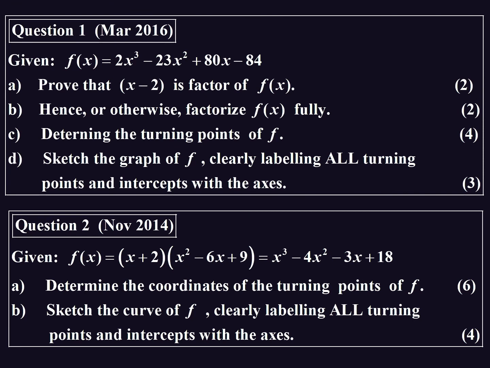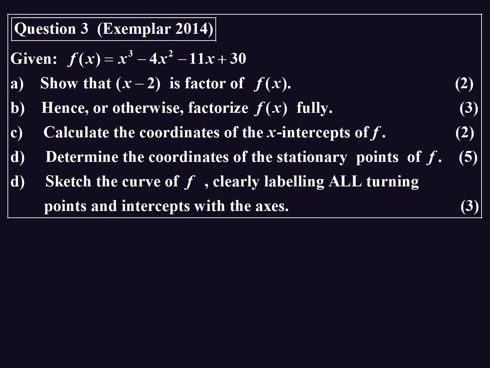Question 1. There's an easy one. This one they guide you, to show that it's a factor. Then you have to factorize, and then you obviously get your intercepts from there. They won't just ask you to sketch the graph. There'll be some leading questions to assist you. There's another one. Determine the coordinates of the turning points, etc. There's another one there.